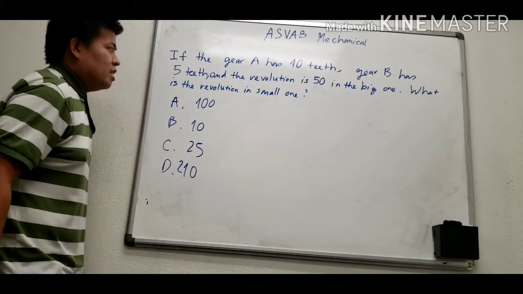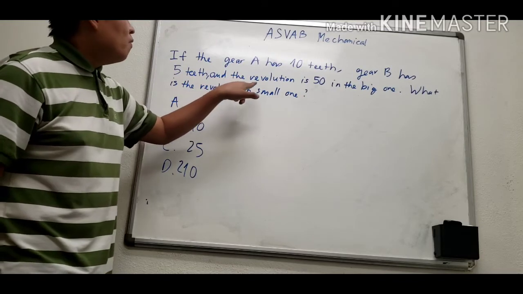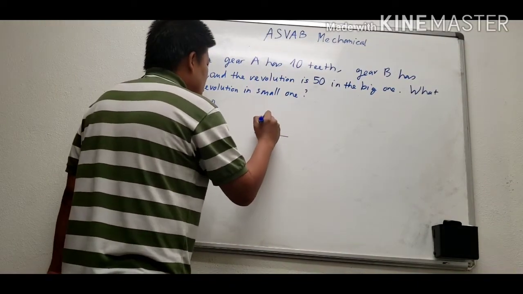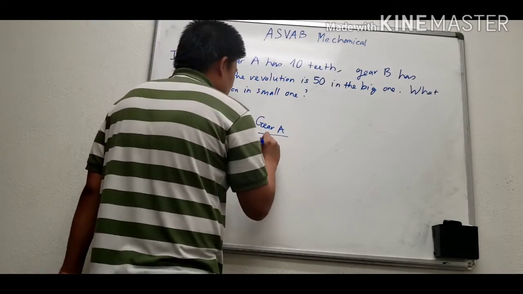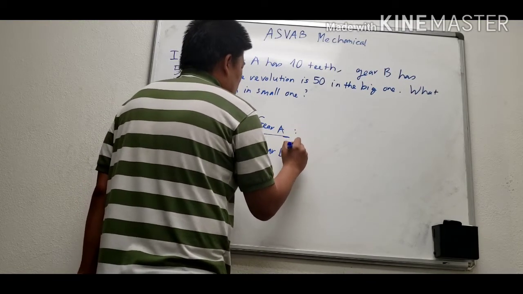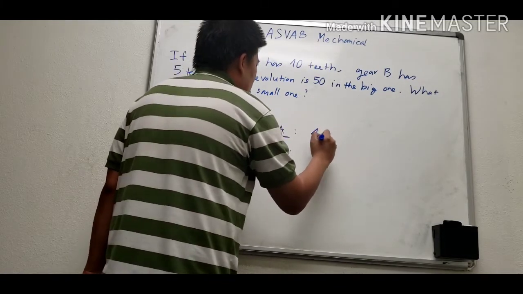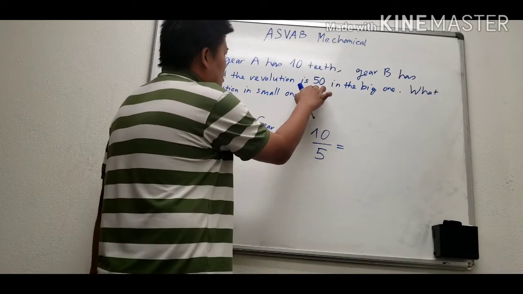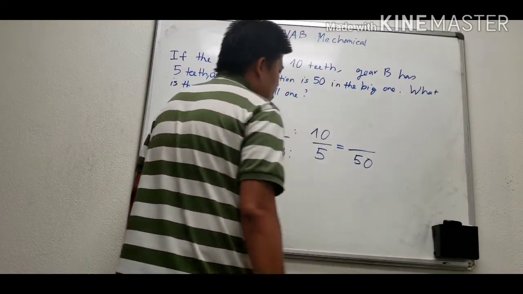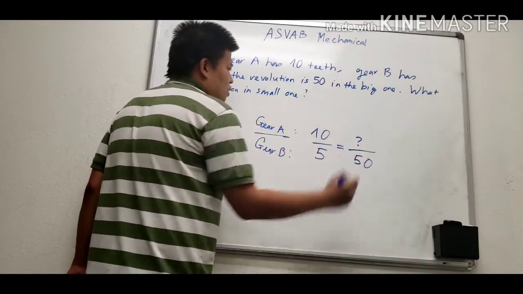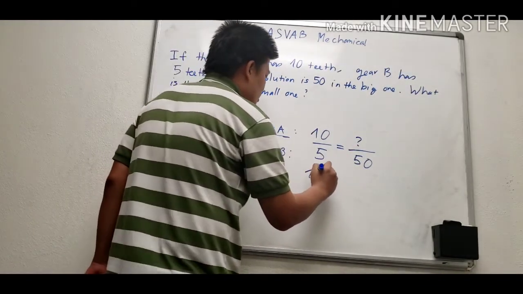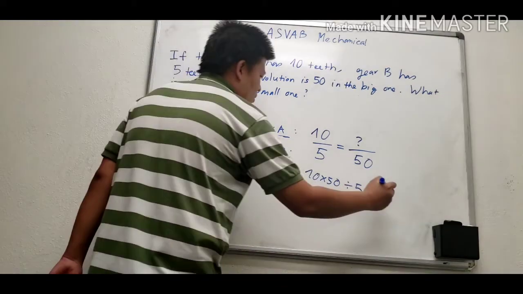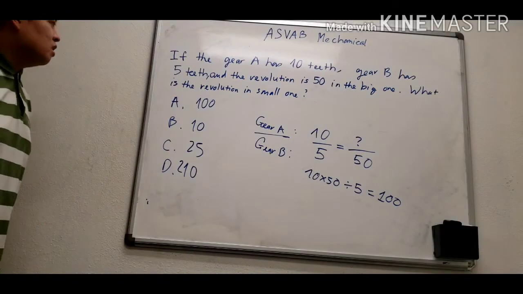If gear A has 10T, gear B has 5T, and the revolution is 50 in the big one, what is the revolution in the small one? So we have gear A and gear B. Gear A is 10T, we divide by 5. However, about revolution, they switch together. So the revolution in the big one is 10 in the denominator. To calculate the revolution of the small one, we use 10 multiplied with 50, divided by 5. So the answer for the question mark in here is about 100. So the answer for this question is A.